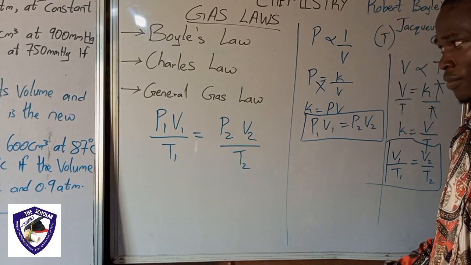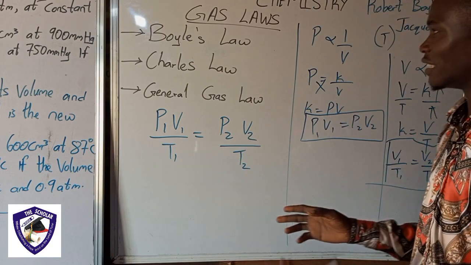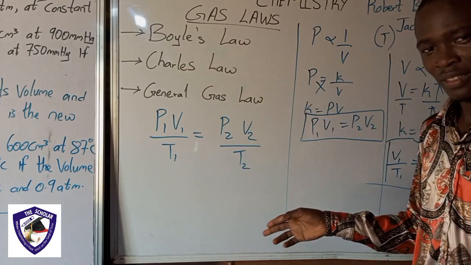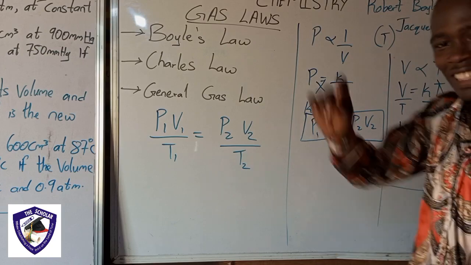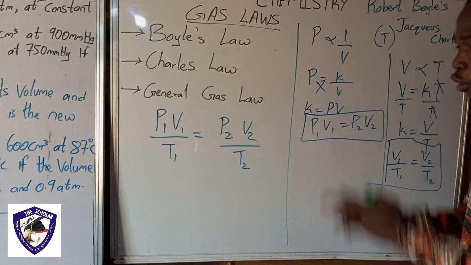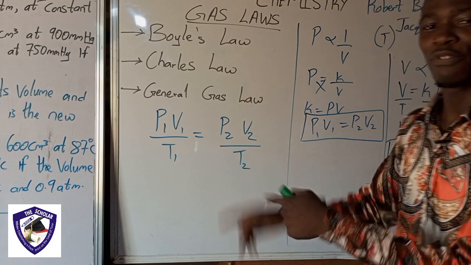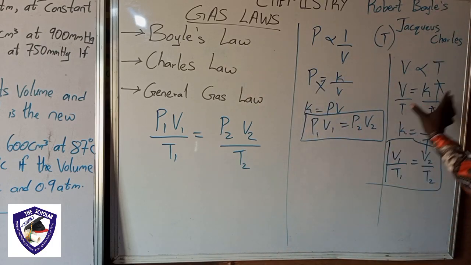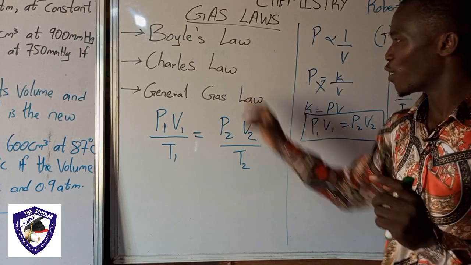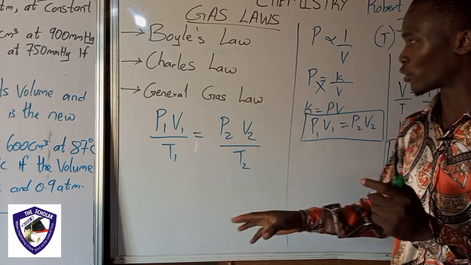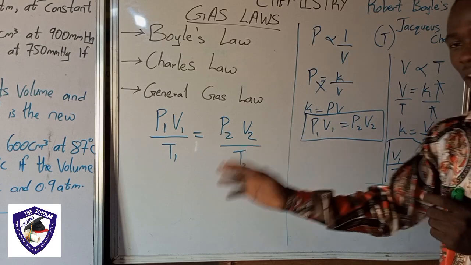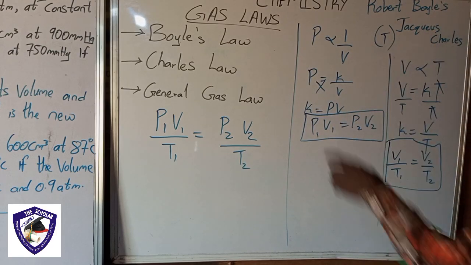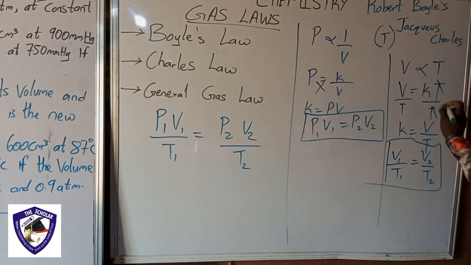That is wrong. Once you know the law and you can state the law, that Boyle's law states that the volume of a gas is inversely proportional to pressure, or you say the pressure of a gas is inversely proportional to volume. While Charles law is directly proportional, it's two different things. Boyle's law is inversely proportional and Charles law is directly proportional. For Boyle's law, the temperature is constant, while for Charles law, the pressure is constant.